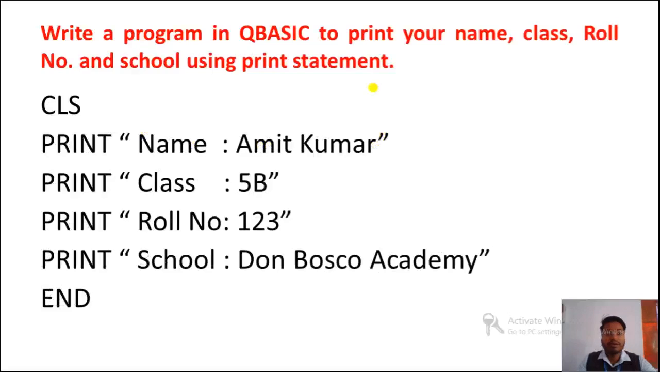The next program we have: write a program in QBasic to print your name, class, roll number and school using print statement. So here also we have to use the print statement. See the program. First CLS command, then print. Within double quotes we have to write the name like this, then Amit Kumar. Okay, instead of this you can write your name, then print within double quotes class 5B. Okay, print roll number. Okay, print school Don Bosco Academy, and finally the end command.